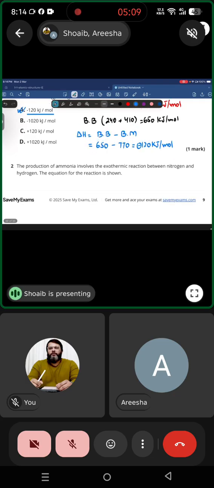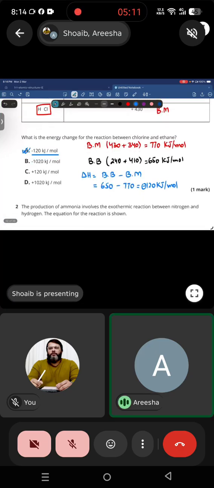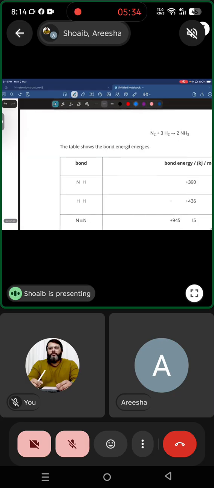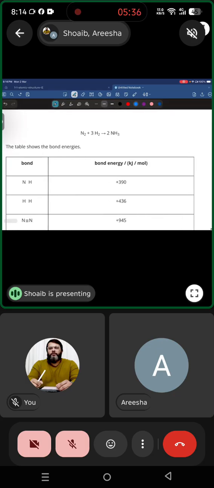Now the next question. The production of ammonia involves an exothermic reaction. The reaction is the production of ammonia between nitrogen and hydrogen. They have already mentioned here that the type of reaction is exothermic, and the reaction is between nitrogen and hydrogen. The equation for the reaction is shown. So we have the equation of the reaction.